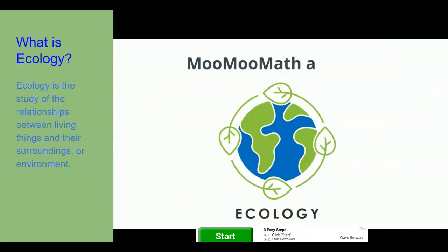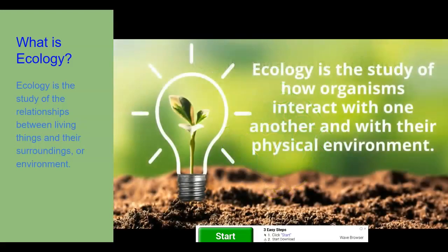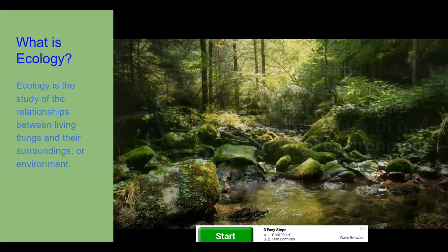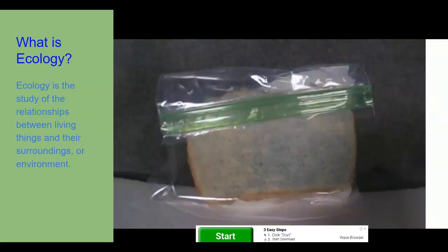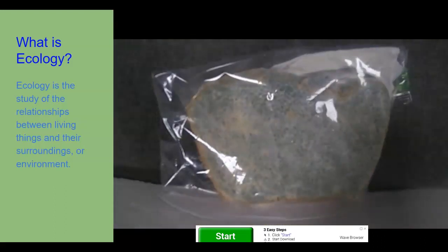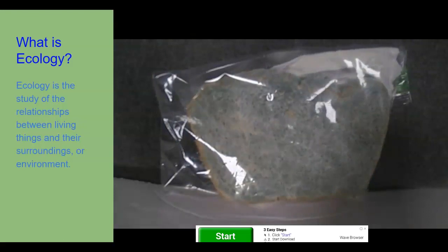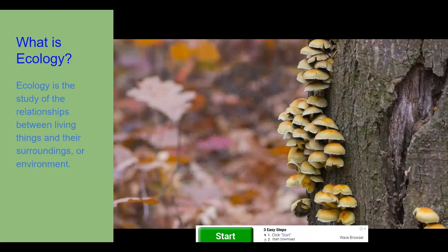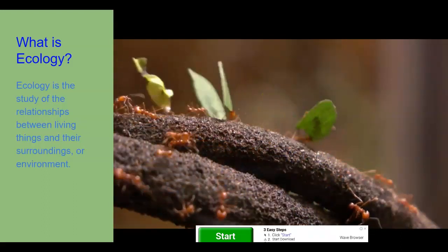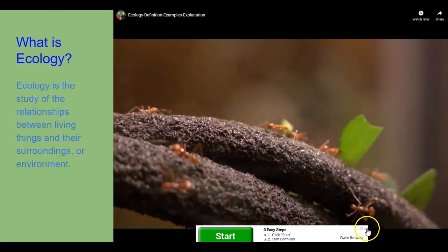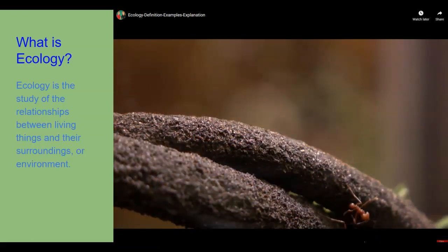Welcome to Moo Math and Science, and what is ecology? Ecology is the study of how organisms interact with one another and with their physical environment. Ecology isn't just about rainforests or other types of forests. Have you seen mold grow on bread? Or mushrooms grow on rotting logs? Or watched ants search for food? If so, you have seen examples of ecology in action.